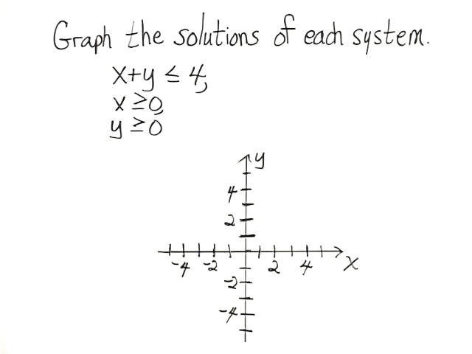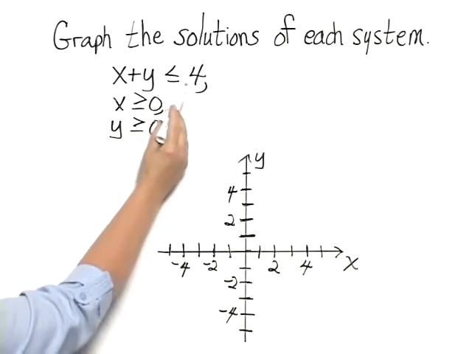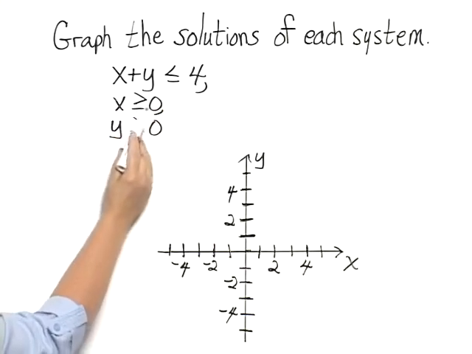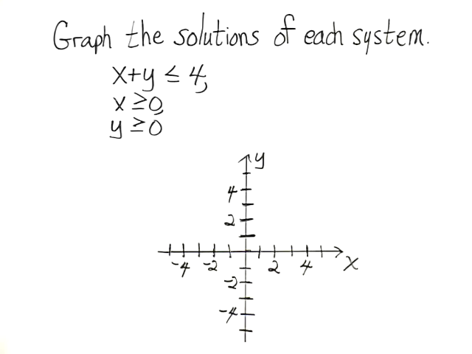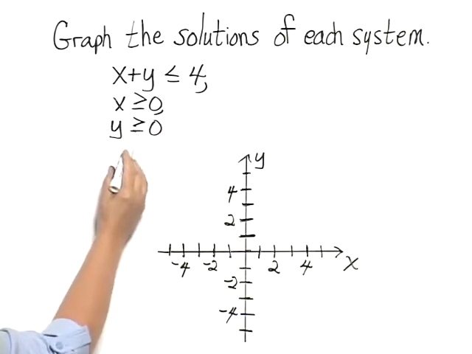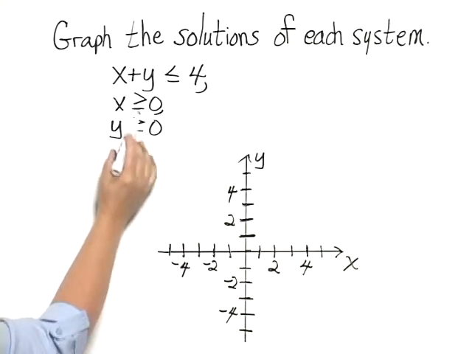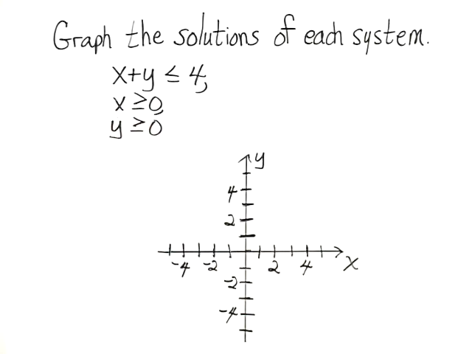Graph the solutions of each system, and the system of inequalities is x plus y is less than or equal to 4, x is greater than or equal to 0, and y is greater than or equal to 0. The graph of this system will be the intersection of the graphs of each of the individual inequalities.